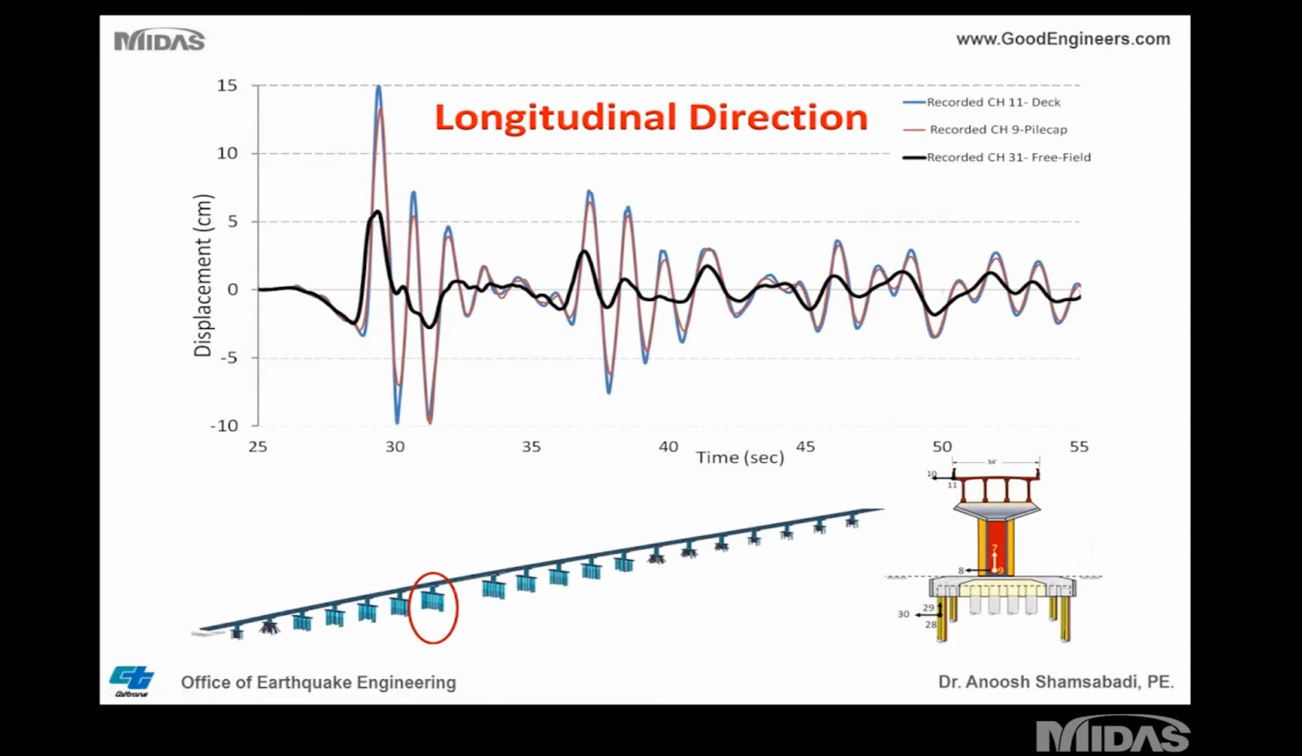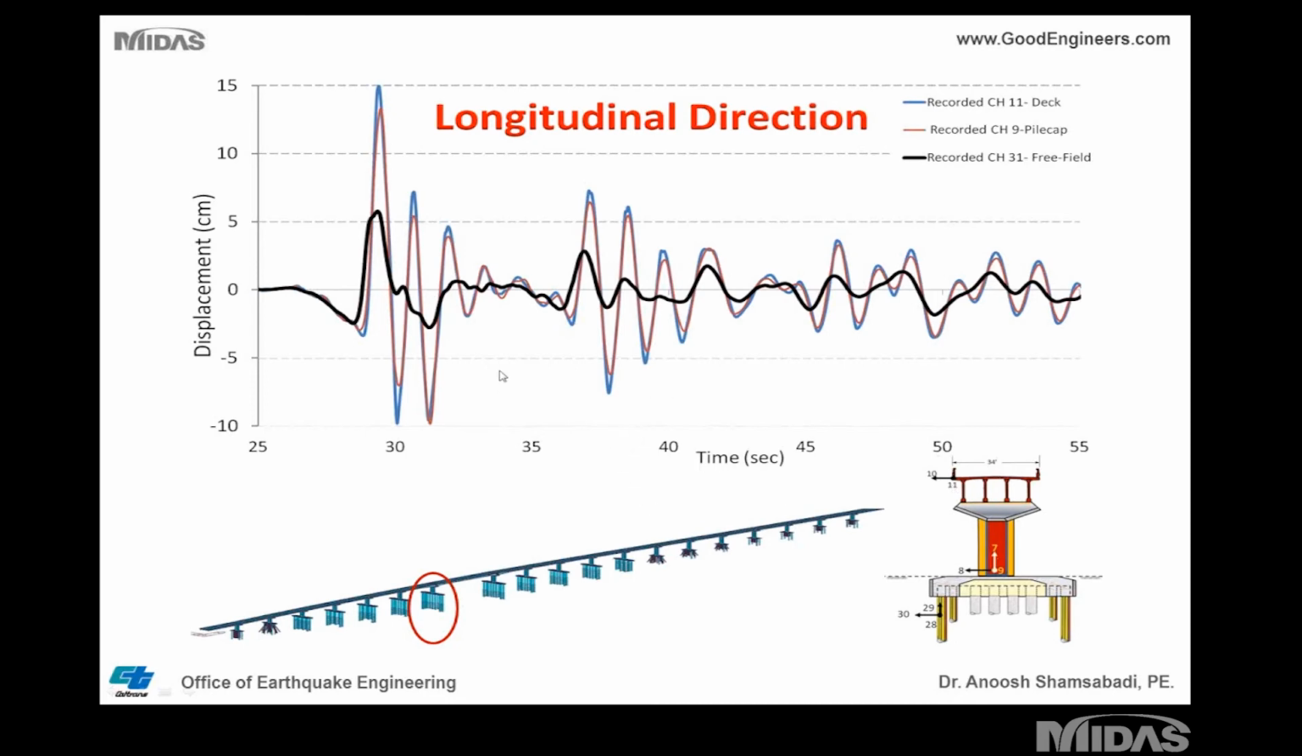So these are the recorded motion in the longitudinal direction of the bridge. I'm looking at basically channel 11, which is the longitudinal direction, and channel 9, and the free field motion, which is somewhere at the base of the column, or at the base of the piles. So the black line is a recorded motion, which is channel 31, free field. Channel 9 and channel 11 are recorded motion at the bottom of the column and top of the superstructure.